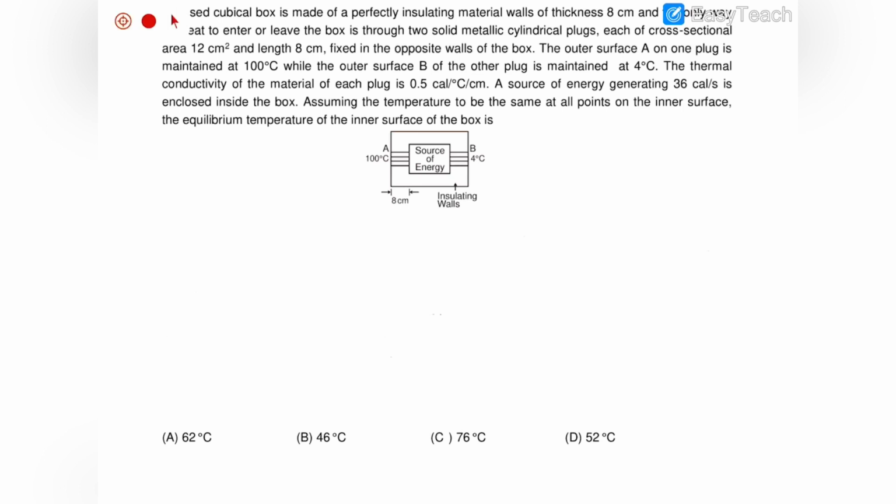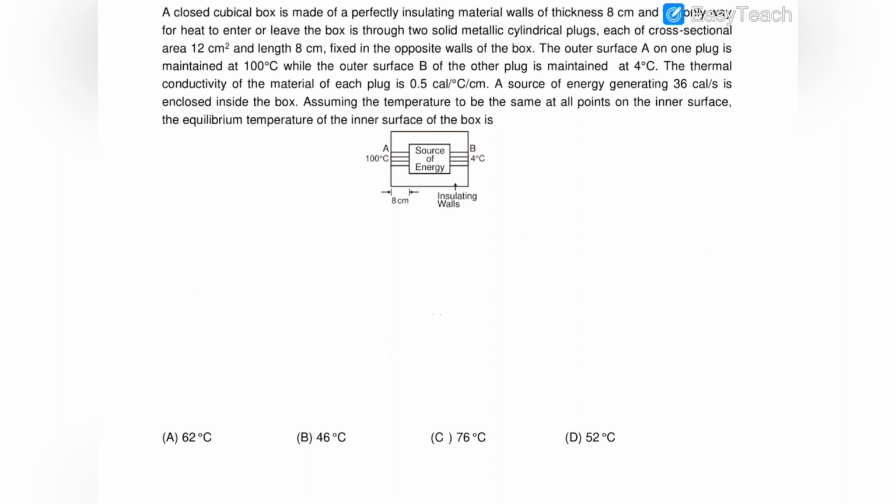In this question, you can see that there is a cubical box in which there is a source of energy. This source of energy is at some temperature, and it is generating heat of 36 calories per second. Now the covering on the walls of this cubical source is insulating, and the heat transfer is being done by these resistance plugs.